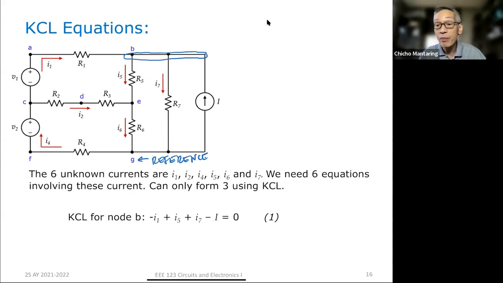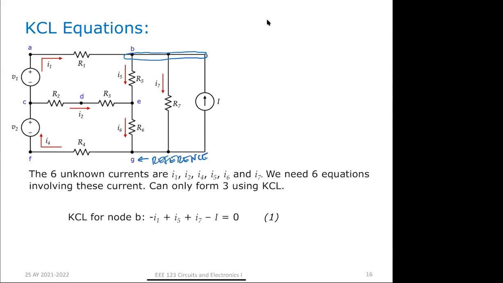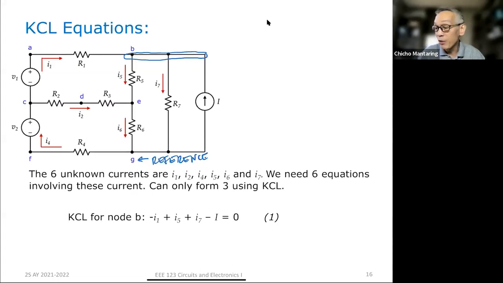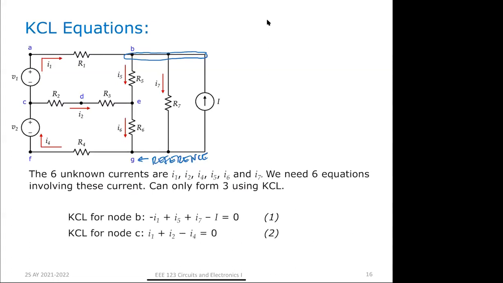Okay, can I have a volunteer to tell me what the KCL is for node C? Very quickly. Can I call on someone? Let me call on Mr. Cano. What is the KCL for node C? I4 is equal to I1 plus I2. Okay, I4 is equal to I1 plus I2. That's good. Or I1 plus I2 minus I4 is equal to 0.